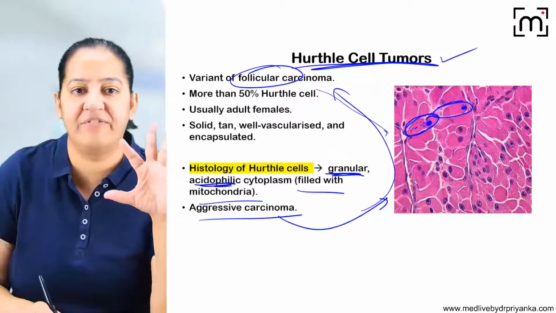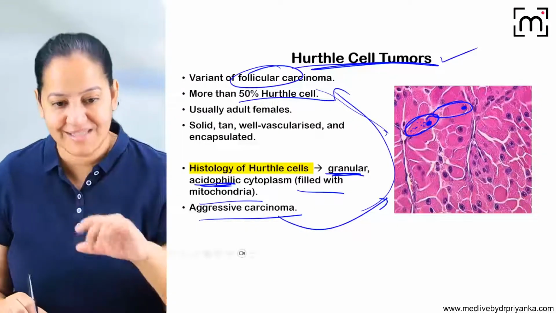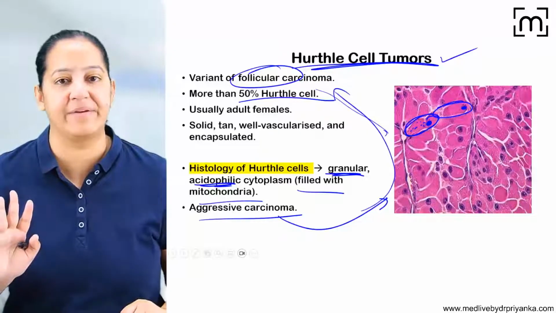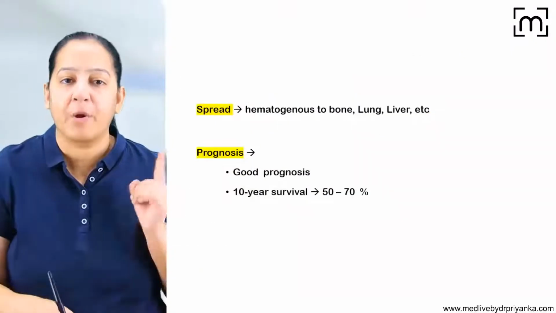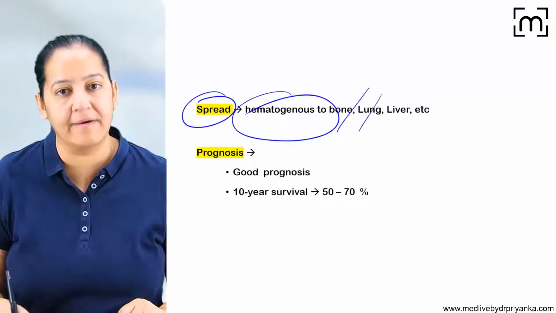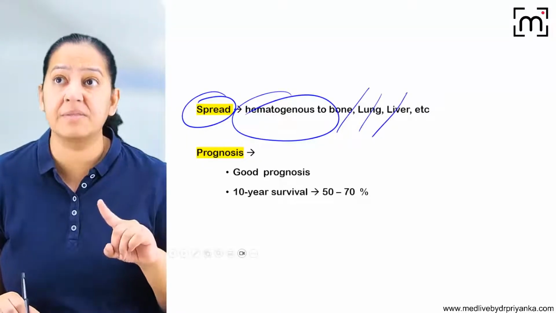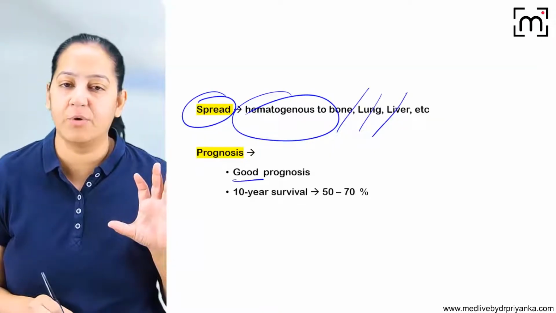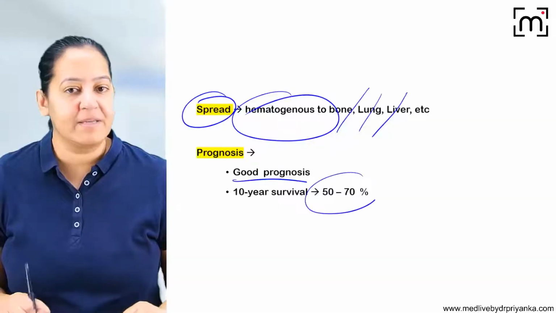Here more than 50% of cells are Hürthle cells. These cells are known as Hürthle cells. So instead of this, we can sometimes get this variant. So that is Hürthle cell carcinoma. What is the spread? Follicular carcinoma mainly spreads by the blood route to the bone, lungs and liver, in contrast to papillary carcinoma, which mainly spreads by the lymphatic route. Prognosis is good here. So 10-year survival is up to 70%.